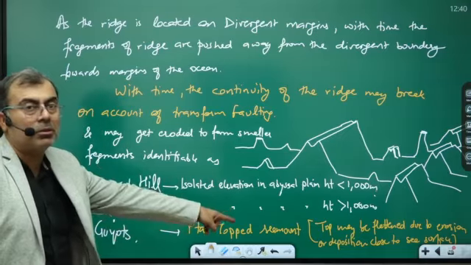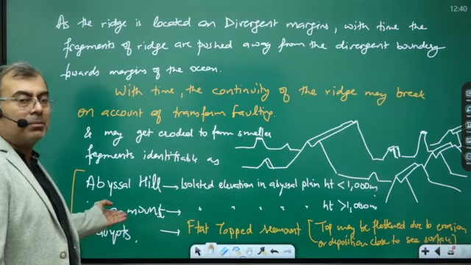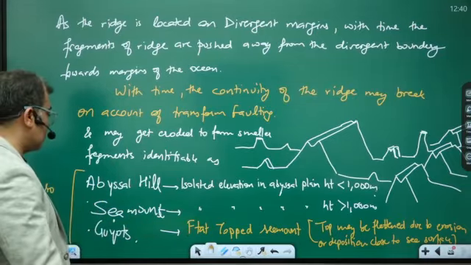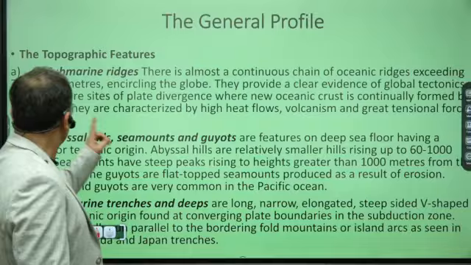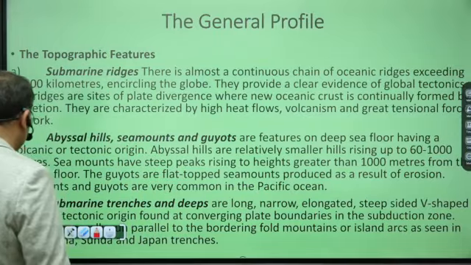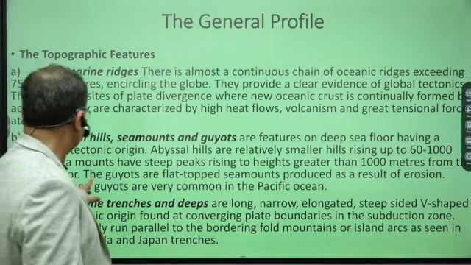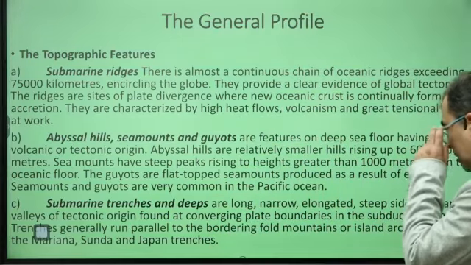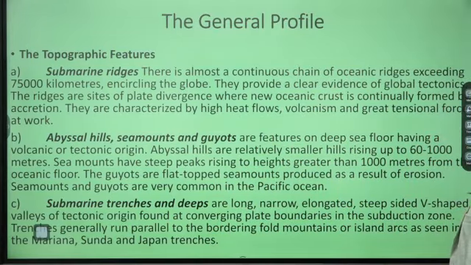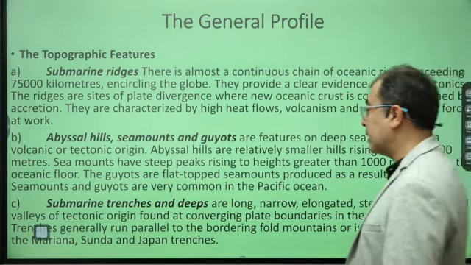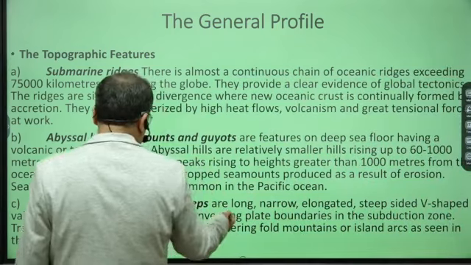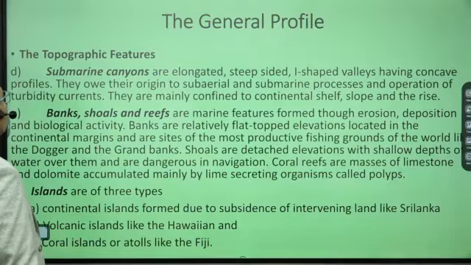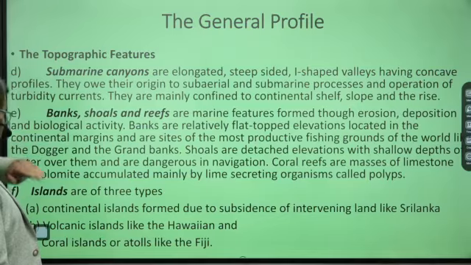Flat topped seamount. Seamount means Guyot naturally becomes more than 1000 meters because it is a seamount. So flat topped seamount is called this. My mistake, there was a mistake there, but that's it. And then Guyots are in the Pacific Ocean. Submarine trenches and deeps are narrow, elongated, steep-sided, V-shaped valleys. Tectonic origin, found in converging plate boundaries. So we have talked about these trenches and deeps also. Submarine canyons, we have talked about that.